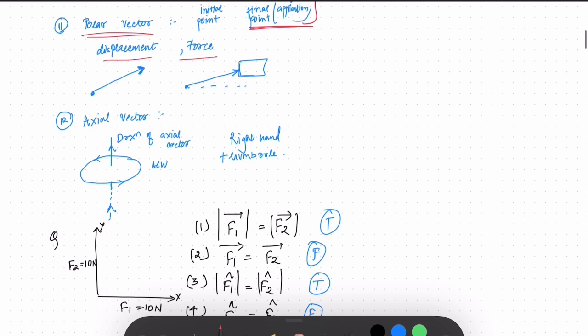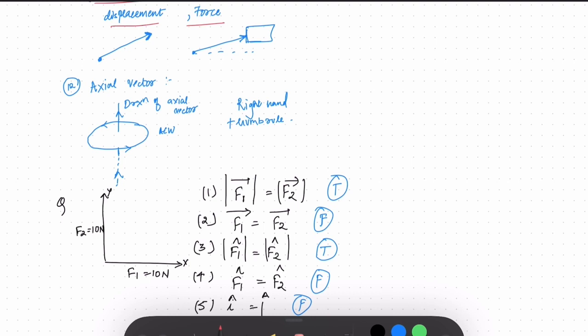Then we have axial vectors. What are axial vectors? These are the vectors that are along the axis of rotation. These vectors are used in rotational motion to represent the rotational effects. The direction of the axial vector can be determined with the help of the right hand thumb rule, according to which, turn the fingers of your right hand along the direction of the rotation, then the direction of the erect thumb represents the direction of the axial vector.